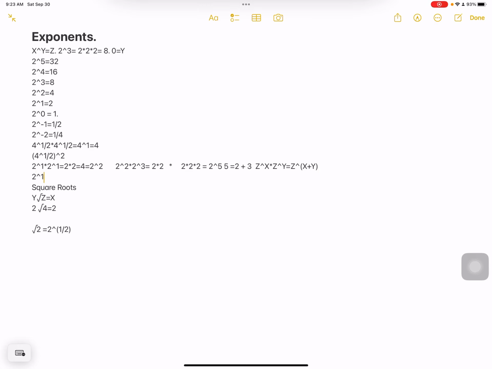So, we have another equation. 2 to the power 1/2 equals square root 2. Okay? That's our equation. That works. Now, let's make an even better one, even better to understand. X to the power y over c equals z.